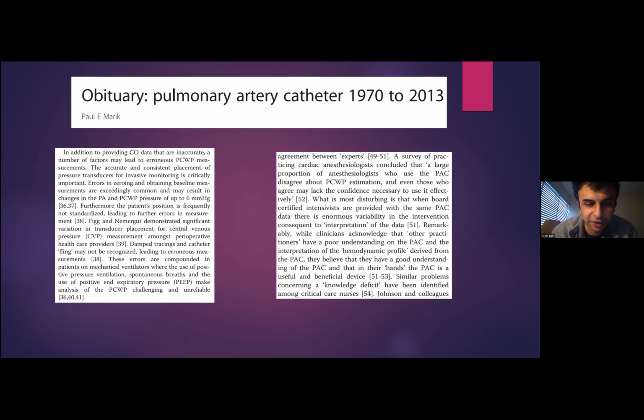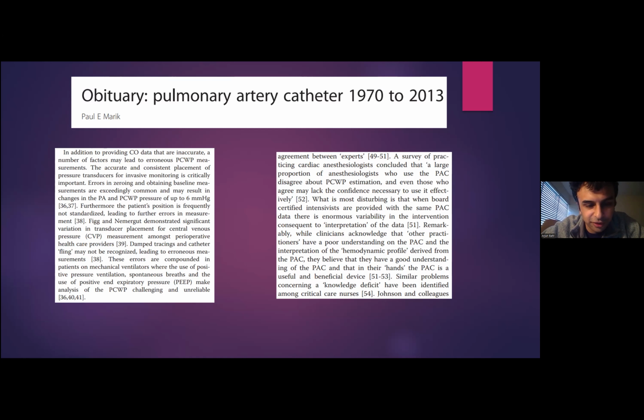But I have never met a cardiologist who doesn't love a PA catheter. Maybe they exist somewhere. I also did a rotation at Cedars-Sinai, and I've never met one. So the question is why? This is a funny paper, "Obituary: Pulmonary Artery Catheter in 2013." And they make a few points here, which in broad scope is basically that we don't really know how to use it.